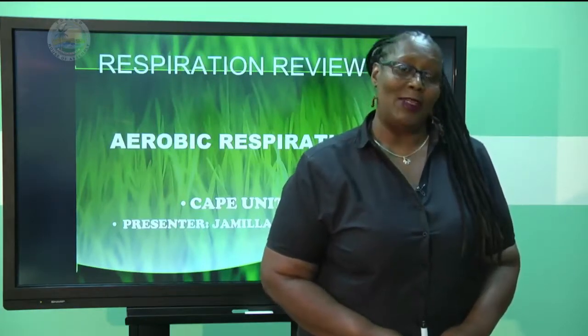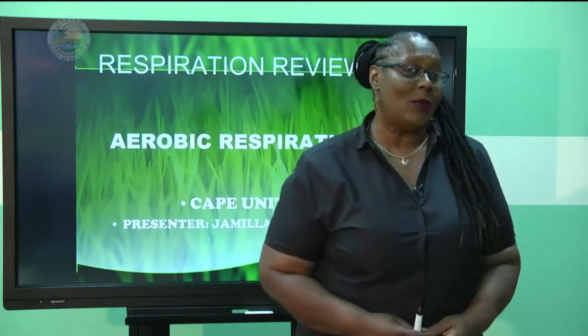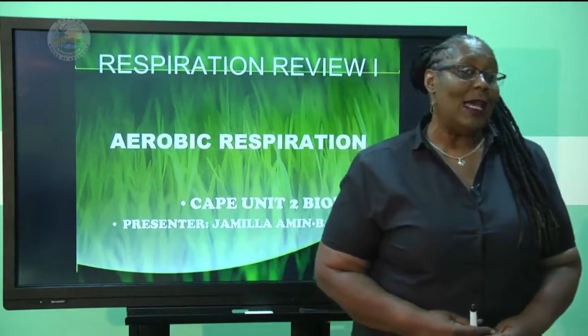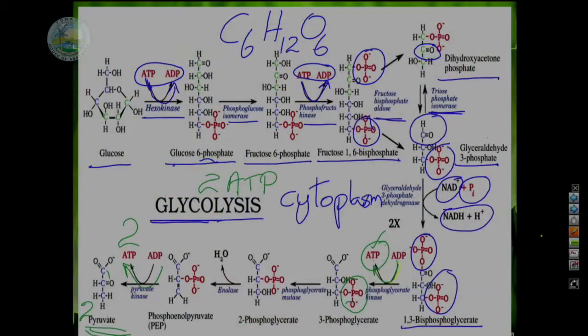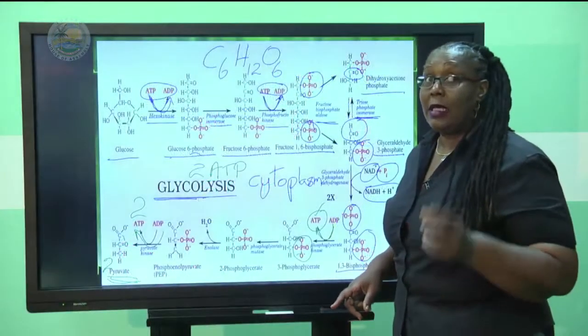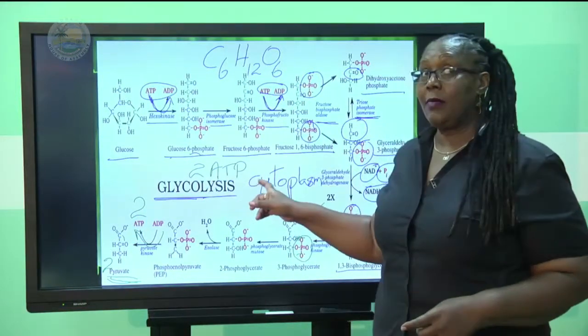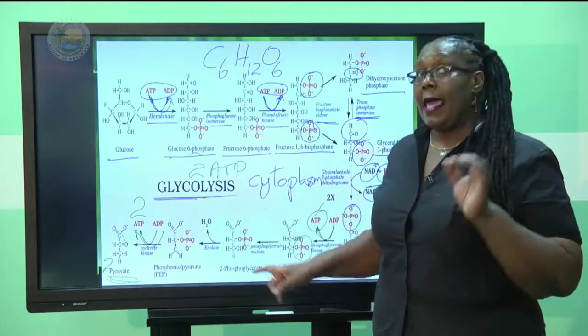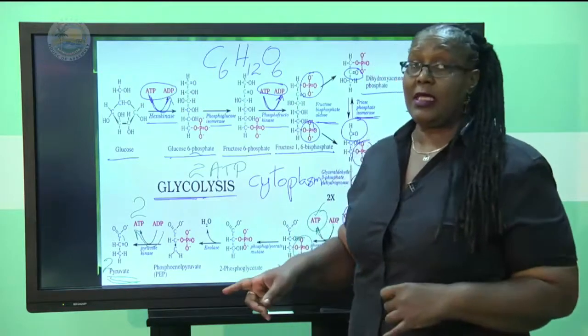In particular today, we will be looking at Unit 2 Biology, and we will be reviewing one of the topics you would have done in Module 1, which is respiration. So now that we are finished with glycolysis, the next stage is what we call the link reaction. Once glycolysis has taken place in the cytoplasm, only if oxygen is present, this next stage will take place.